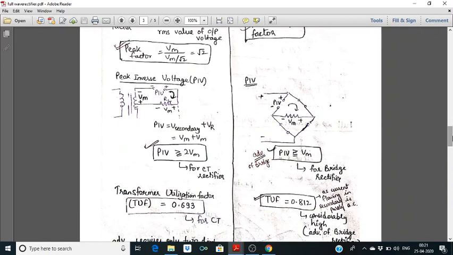Then coming to peak inverse voltage. Peak inverse voltage we can calculate for center tap by applying KVL in this loop when diode D1 is off and D2 is conducting. So peak inverse voltage will be around 2 Vm for center tap rectifier, while in case of bridge rectifier it is Vm only. So this is one of the advantages of bridge rectifier.